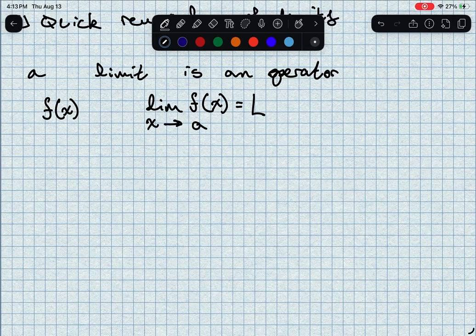So remember, as I just said, the limit, this operator tells you that f of x approaches some value L as x approaches a. So it takes two inputs, a function and a target spot on the x-axis, and it then whispers to you exactly what value the function is getting super close to as it's hugging on the y-axis.